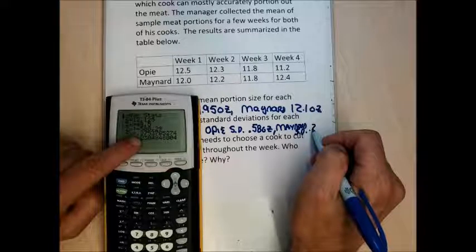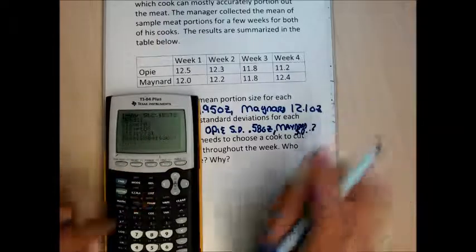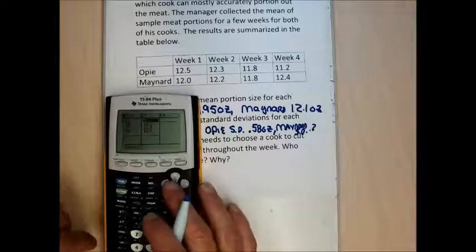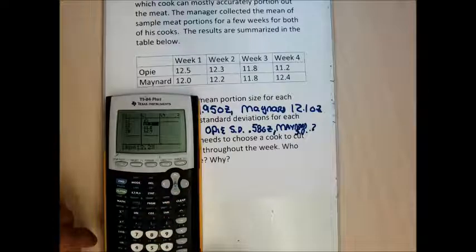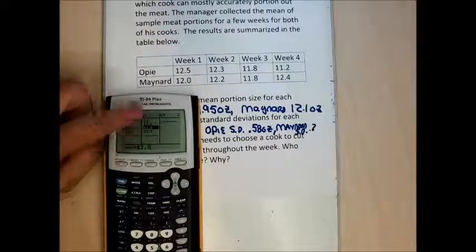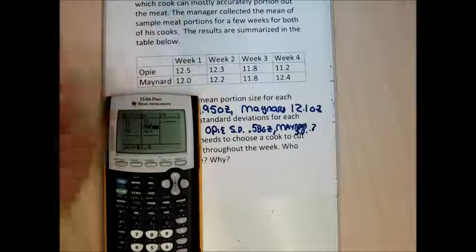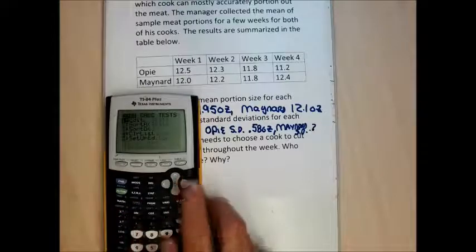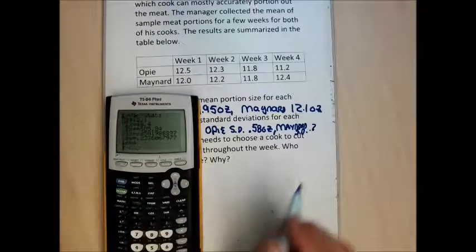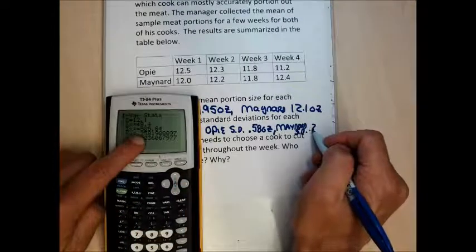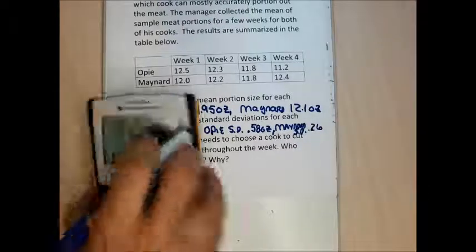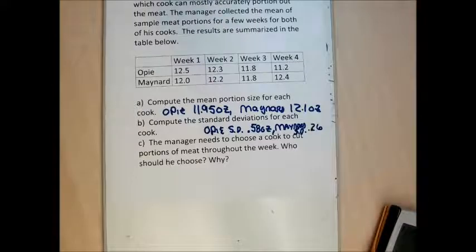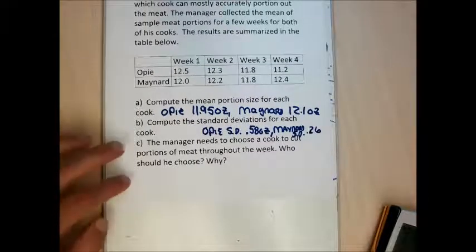Interesting. I wonder if I entered one of the data points right, because my answer is not matching what I have written down. So I have 12. Haha! I should have entered 12.2 here, and then 11.8 and 12.4. Let me redo that computation because I entered the wrong week 2 score. Now I'm going to go stat, calc, enter, enter. And this is 0.258. I'm going to round that to 0.26. So I'm done with part B. Now I go on to part C.